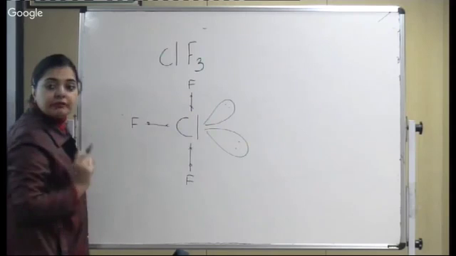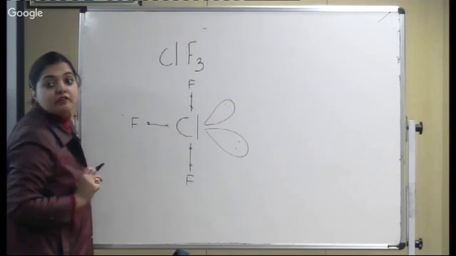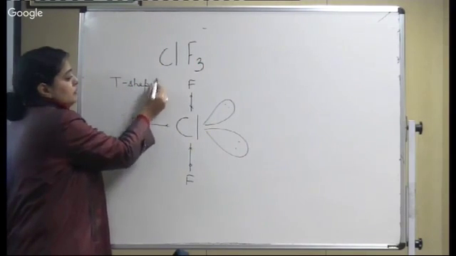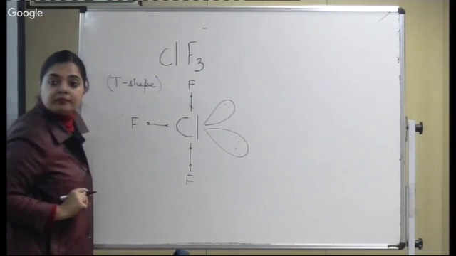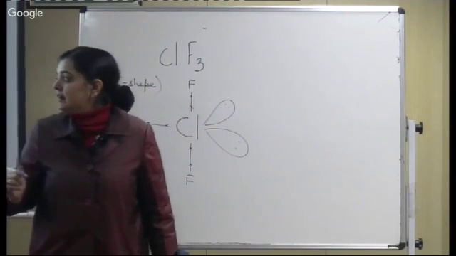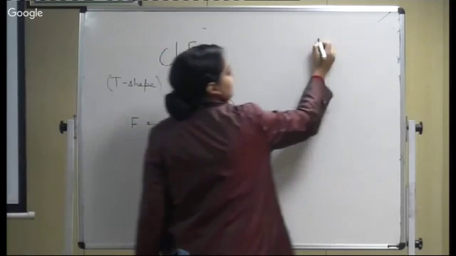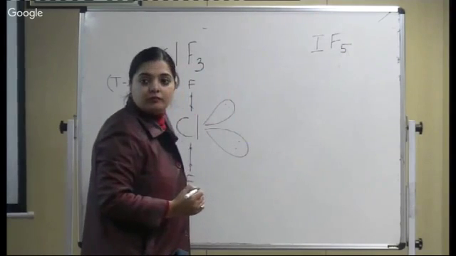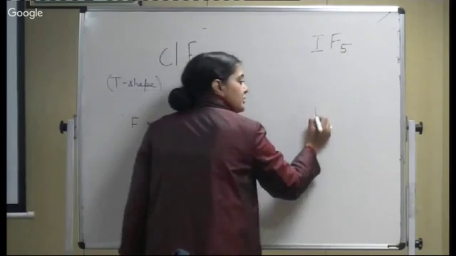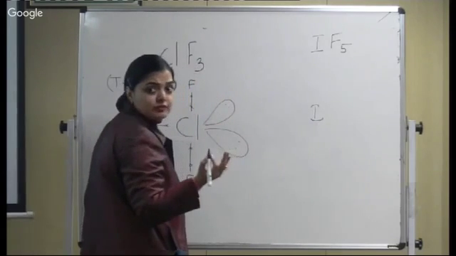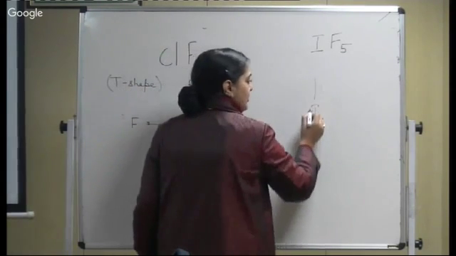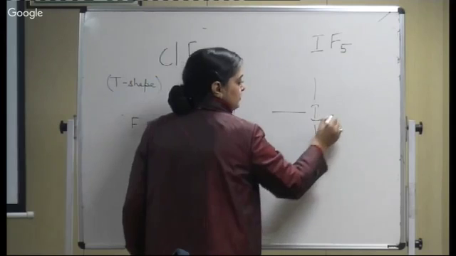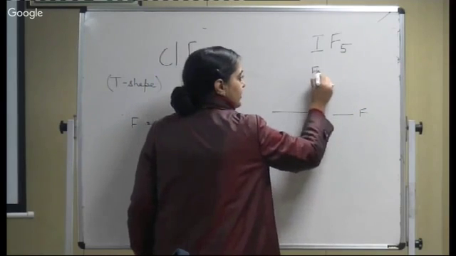This is for ClF3. A T kind of a shape. T shape or T structure for ClF3. Fine. The next example we have is IF5. So the main halogen is iodine. Again, the valency is 7. 5 go for the fluorine.